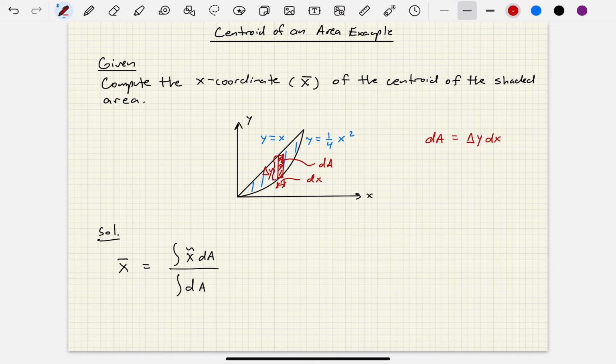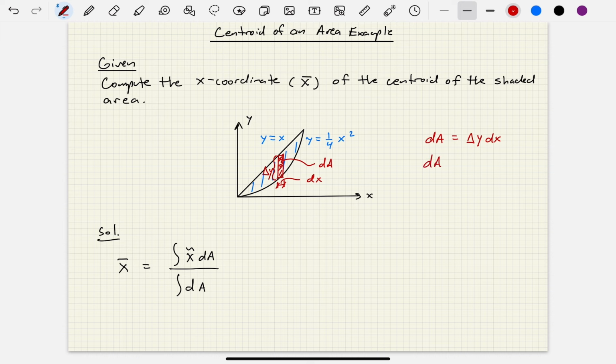Now, how can I be a little bit more explicit when it comes to that? Well, what is delta y? Delta y is the difference in height of points on this linear function, that upper function, minus corresponding points on the lower function, on this quadratic function. So basically what we can do is say, hey, delta y is this linear function minus this parabolic function. That'll give us this change in height. And of course, it's changing as we go across this shaded area.